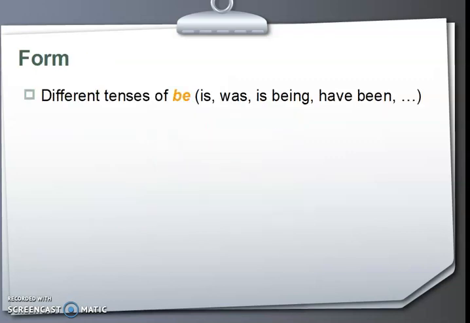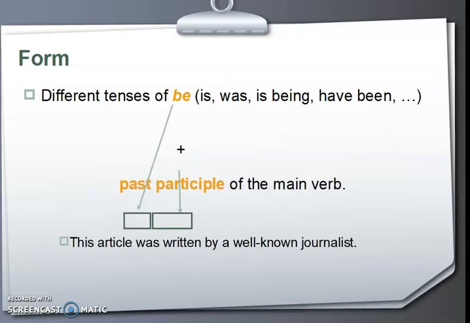How to make passive? We use different tenses of the verb be: is, was, is being, have been, will be, and so on. Okay. And the past participle form of the main verb. So, the passive verb structure has at least two members. At least. Okay?